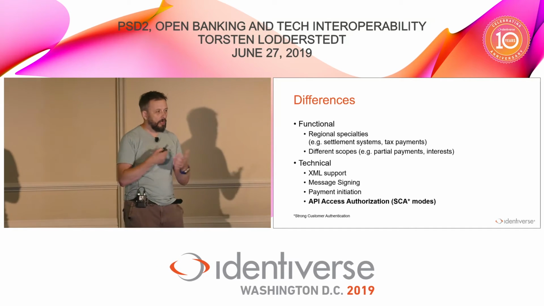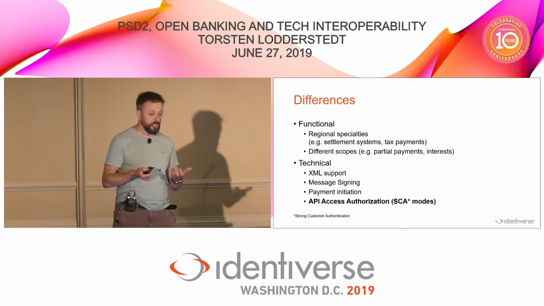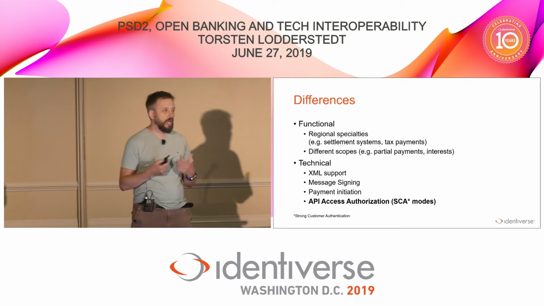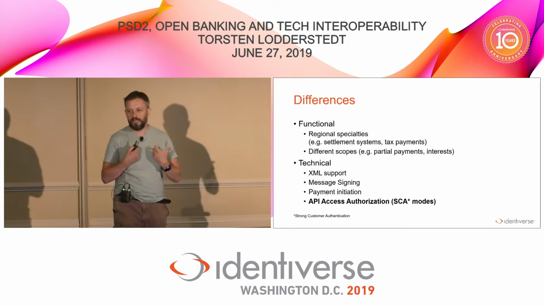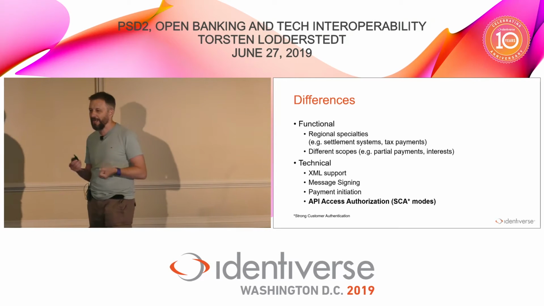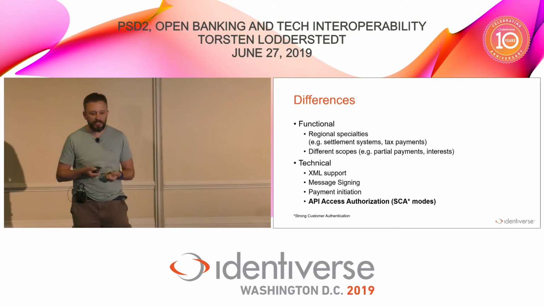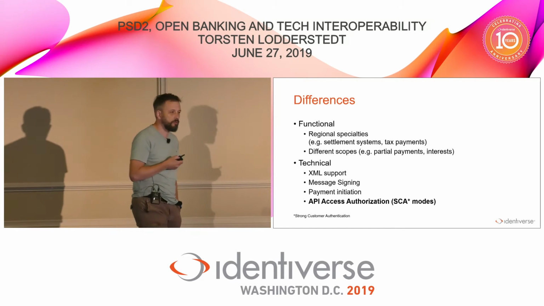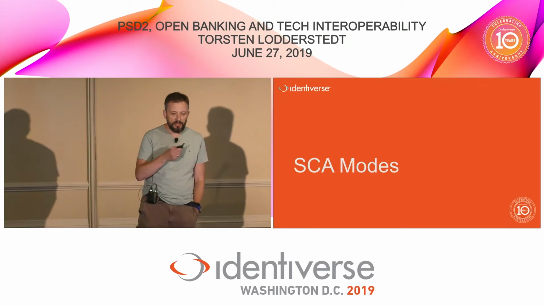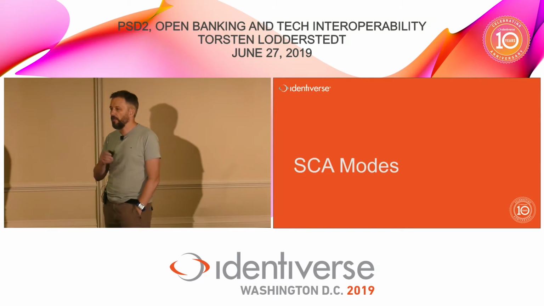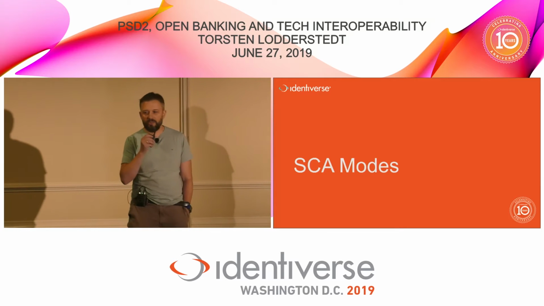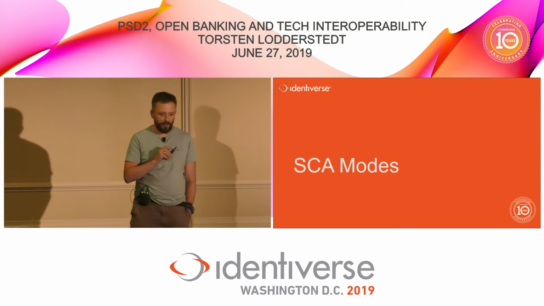Because HTTP signing is an auth itself. And there are differences in the way payments are initiated. The topic I'm going to focus on right now is the API access authorization part, because that's my main topic. That's why I consider myself to be an expert. And it's called SCA modes. So how is API authorization performed in the PSD2 space? There are different so-called SCA modes. I'm going to start with the less common but very interesting modes.